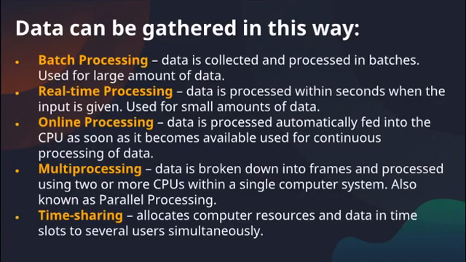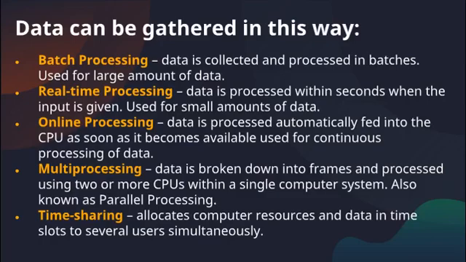Online processing is where data is automatically fed into the CPU as soon as it becomes available, for continuous processing of data. Multiprocessing is where data is broken down into frames and processed using two or more CPUs within a single computer system. Also known as parallel processing. Time sharing allocates computer resources and data in time slots to several users simultaneously.